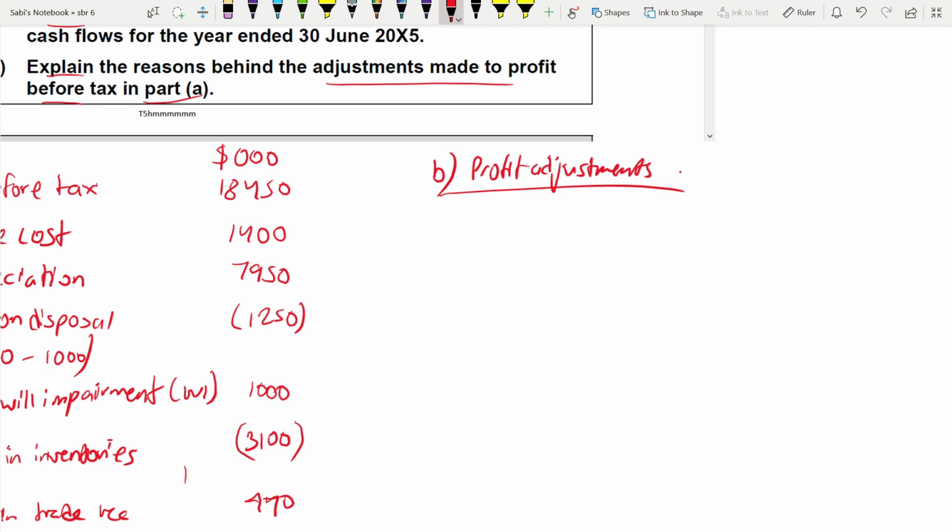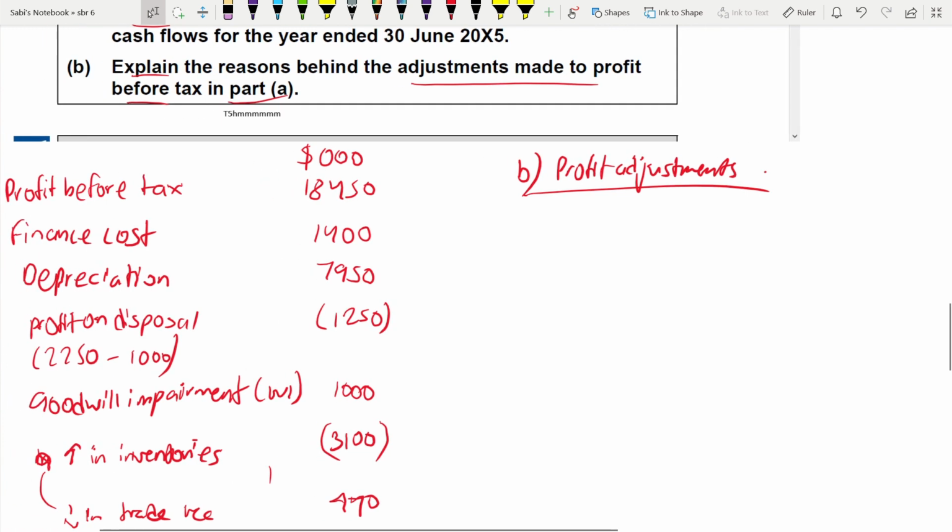So here they told profit adjustments. Explain the reasons behind the adjustment. Take different figures and explain. See the figures, see where the adjustments are made and why each adjustment is made, and tell me how many points you can think of. I will give you 1 minute.